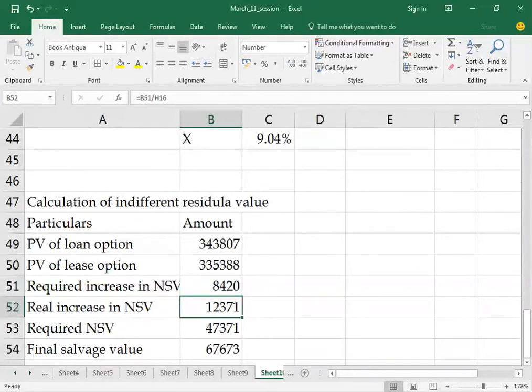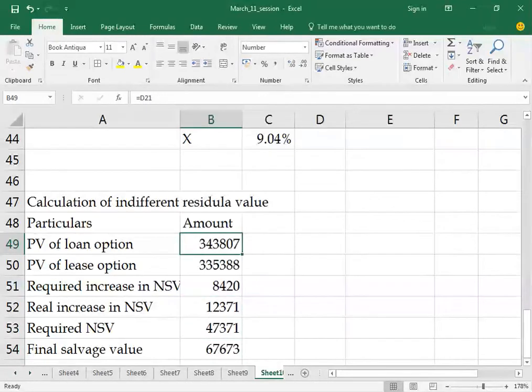So I was getting 35,000. Now first I have to move that 35,000 to 47,371. To move that to 47,371, you should have a salvage value of 67,673. NSV is 47,371, but what is asked is the residual value. Currently I am selling for 50,000, and I cannot say that you sell it for 47,371. You will have to end up selling it at 67,673.